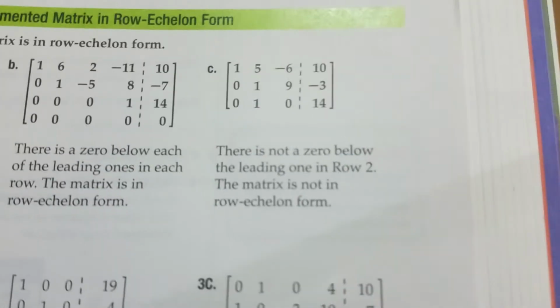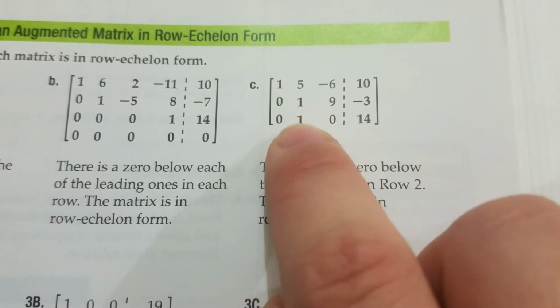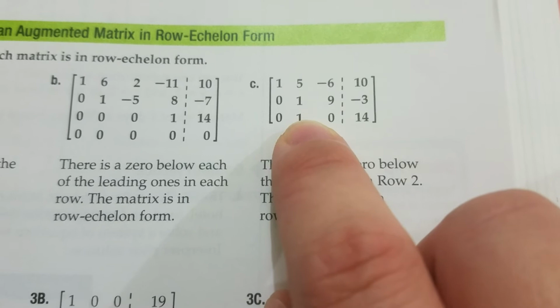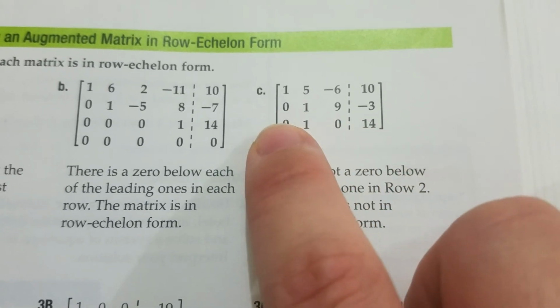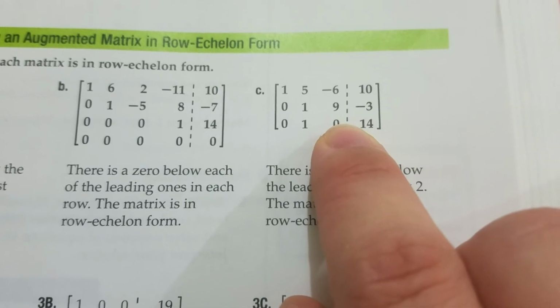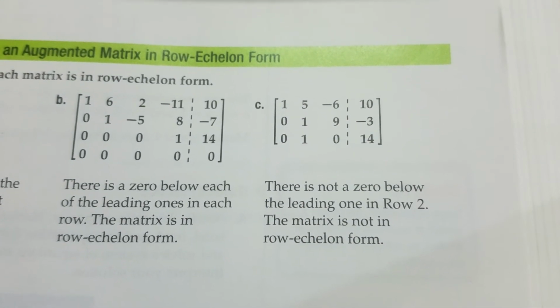All right, this one is no good, because you'll see here that these ones are in the same position. In order for it to be in row echelon form, you would have needed 0, 0, and then the 1. So this one is not in row echelon form.